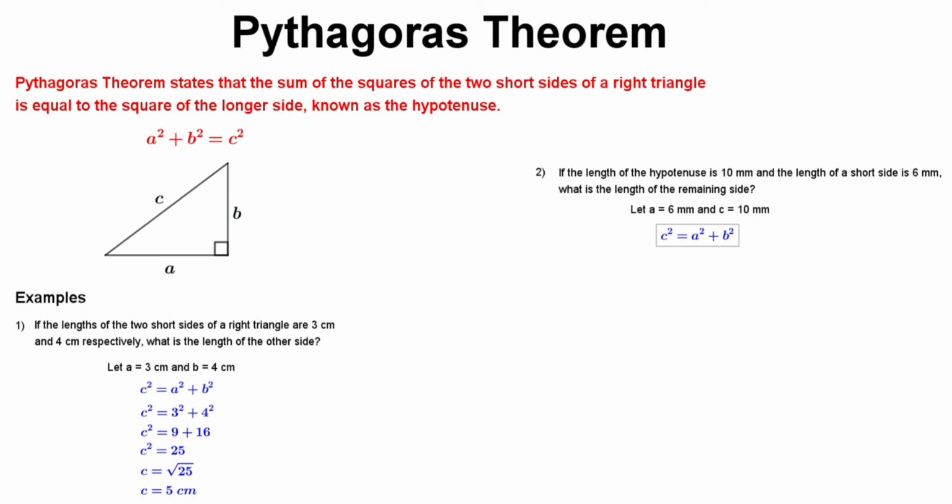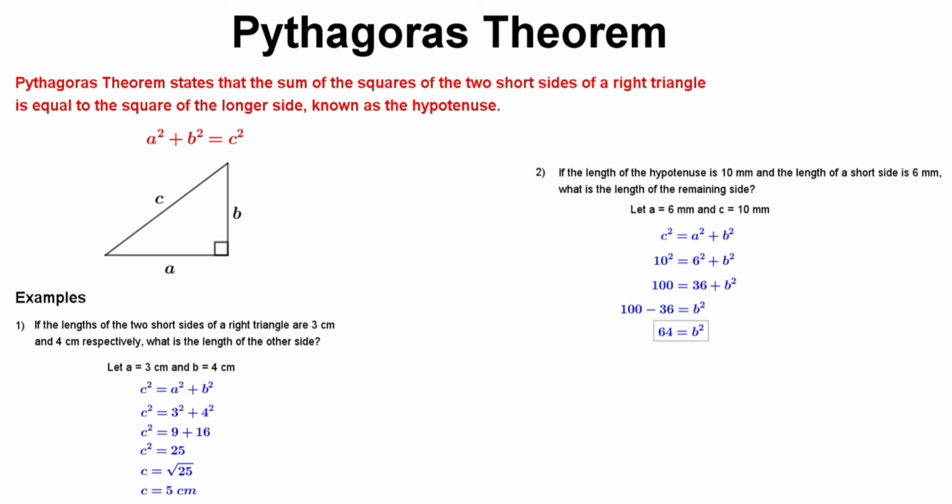Using back the same formula again, C squared is equal to A squared plus B squared. So we plug in, so we replace C with 10, so we have 10 squared is equal to 6 squared plus B squared. 10 squared is equal to 100, 6 squared is equal to 36, and we are solving for B. So we bring the 36 over to the left, which becomes 100 subtract 36, which is equal to B squared. And the objective is to find out what B is.